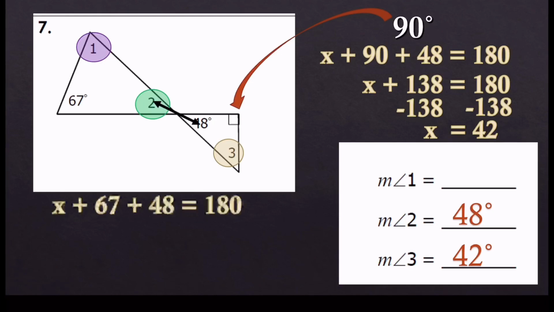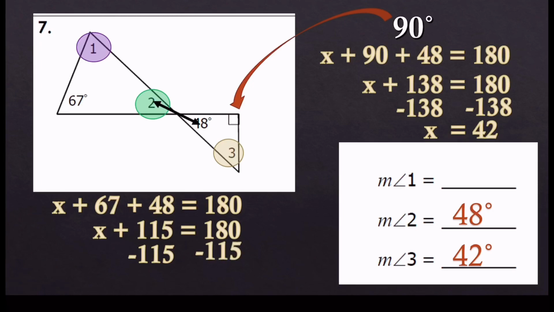Guys, when we're dealing with the interior, meaning the 3 angles inside, they always add up to 180. So now I can combine my like terms, isolate my variable, and I'm subtracting because the 115 was being added. So that x equals 65. So make sure you go right, 65, and you must have the degree symbol because we're talking about the angle's measure.